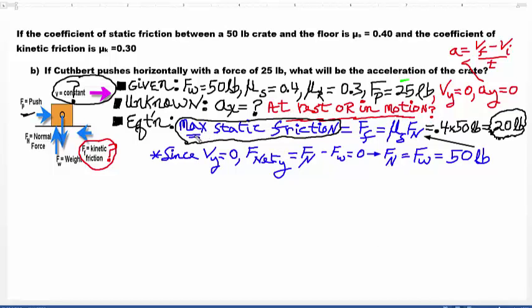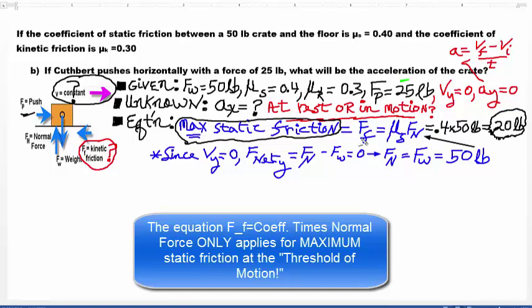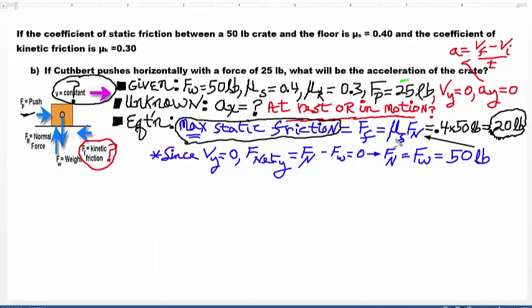The equation to find that out is the maximum static friction. Symbolically, that's F sub F. That is mu sub s, the coefficient of static friction, times the normal force. The normal force is a vertical force. We look at the y-axis and we notice that the velocity along the y-axis is 0. The crate is at rest along the y-axis.